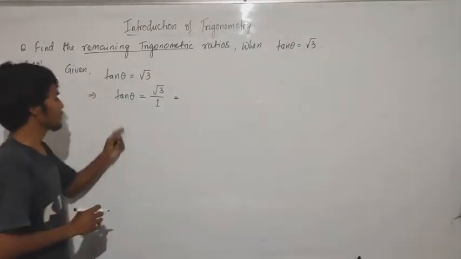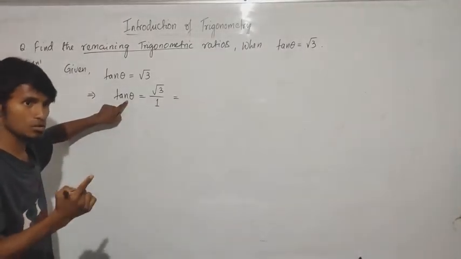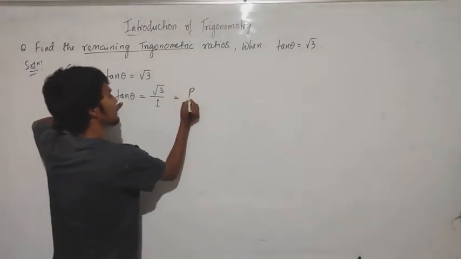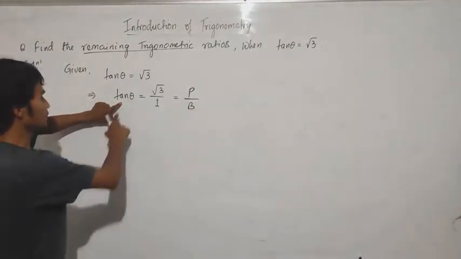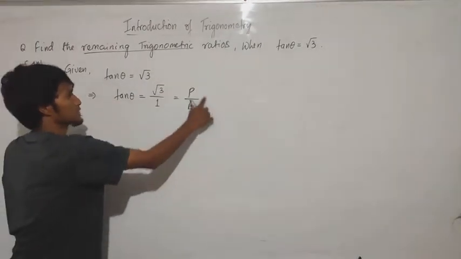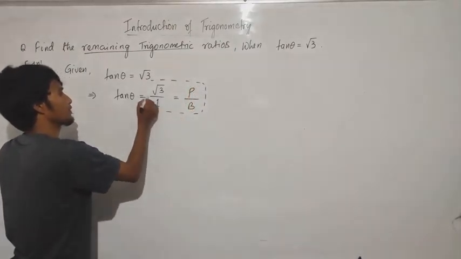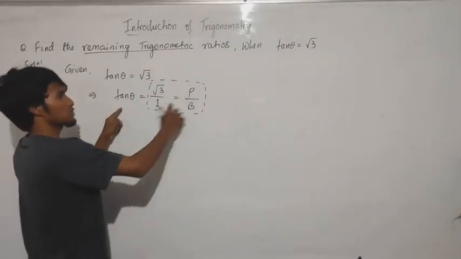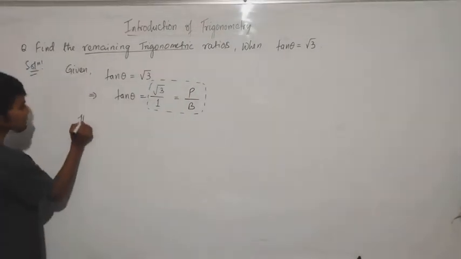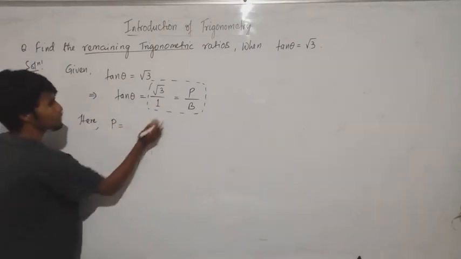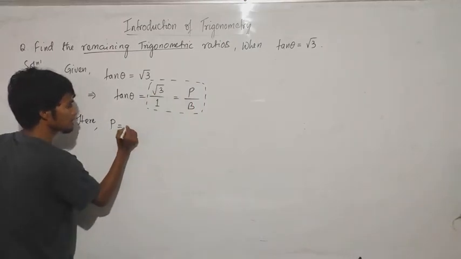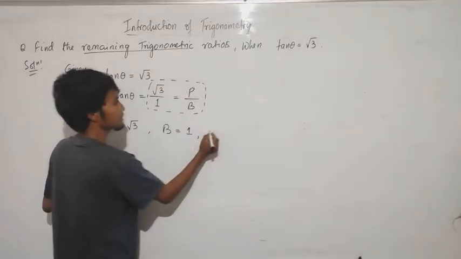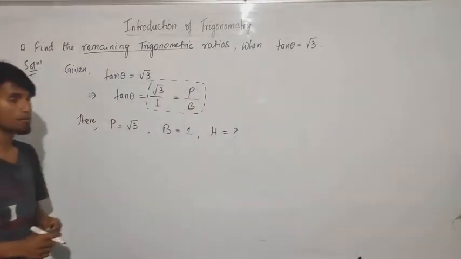Then, what's the formula of tan? What's the trigonometric ratio of tan? Tan is equal to P by B. Now compare this. Tan theta equal to root 3 by 1 is given in the equation, and tan theta equal to P by B is from the formula. So perpendicular P is equal to root 3, and base B is equal to 1. Then what is missing? The hypotenuse is missing.